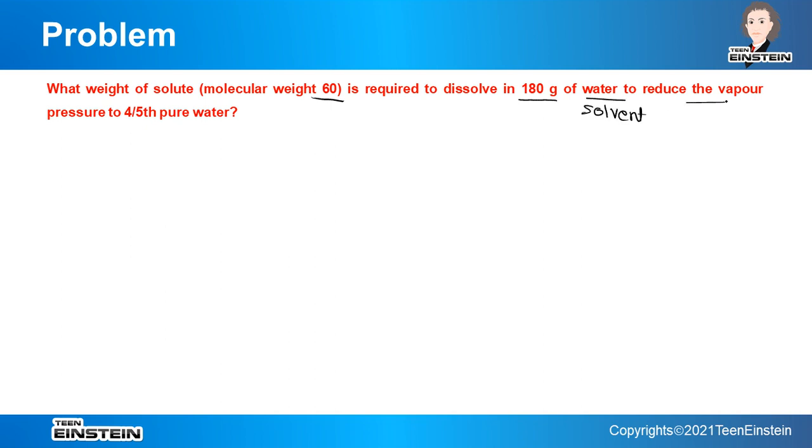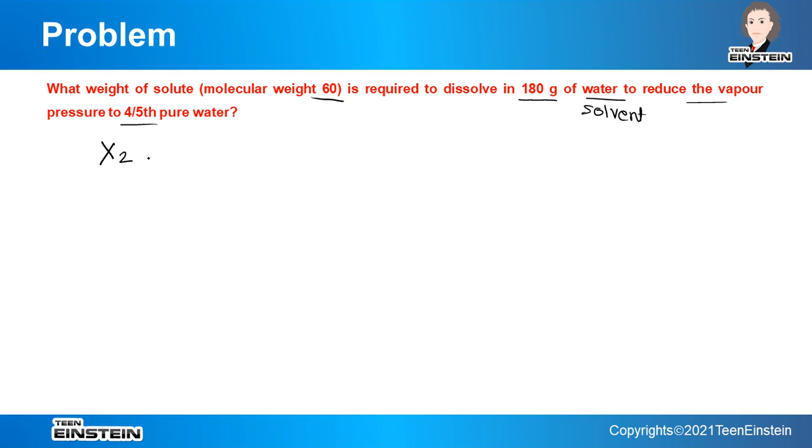To reduce the vapor pressure to 4 by 5th of pure water. So exact value is not given, but if you consider the pure water vapor pressure as P naught, then after making the solution, the vapor pressure will be reduced to 4/5 of the original amount. Okay, so first here what we'll do, we'll find out the mole fraction of solute, that is x2.